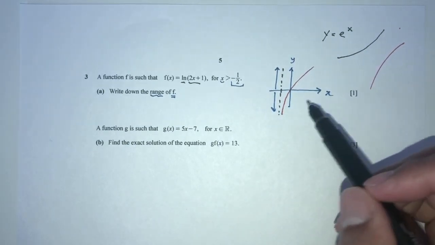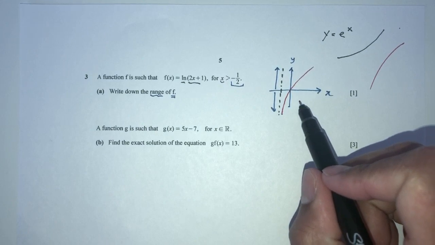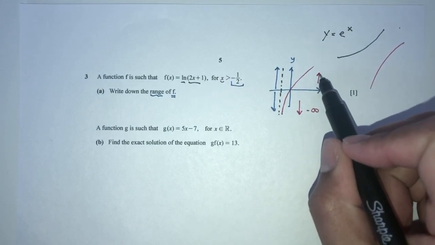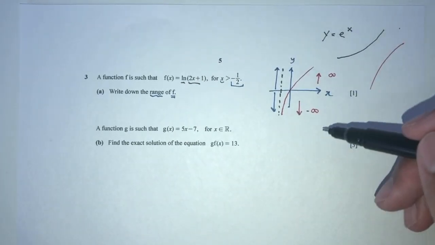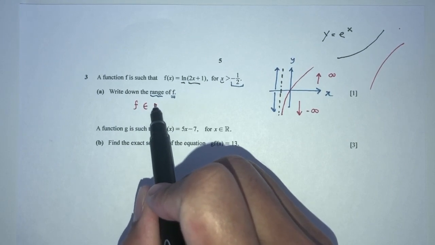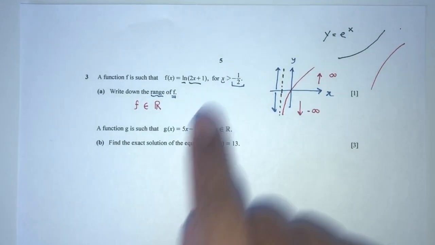Now, what is the range of the value of f of x? You can see that the value keeps going down until minus infinity, and the value keeps going up until infinity. So the y range is minus infinity to infinity, which means the range of f can take any real value. There's no limit. You can take any value for that domain.